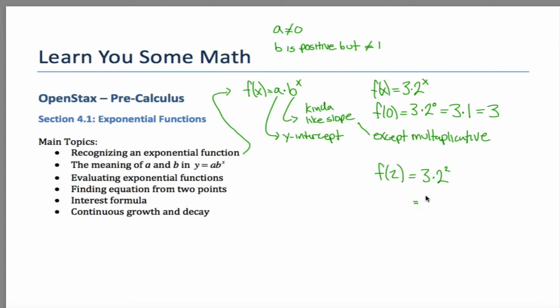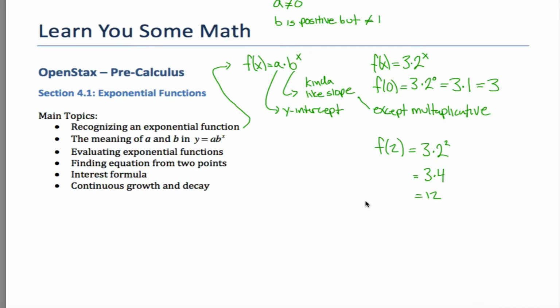I guess maybe this is worth talking about. Be careful with your order of operations. The exponent comes before multiplication. So don't do 3 times 2. Do 2 squared and then multiply by 3. And you get 12.